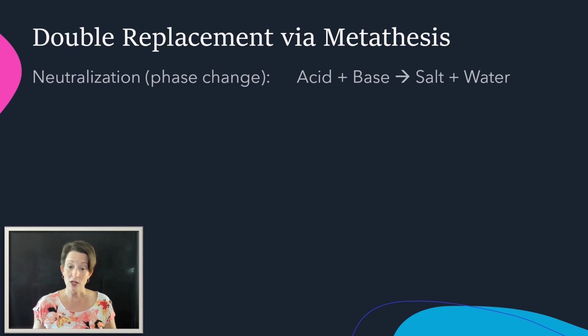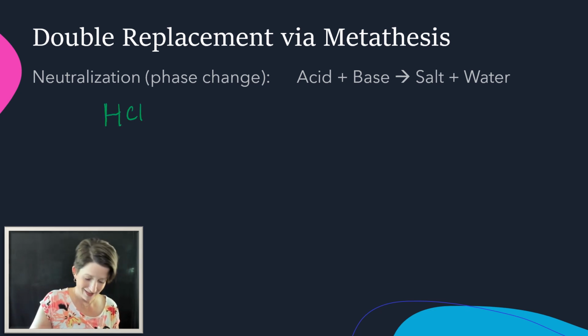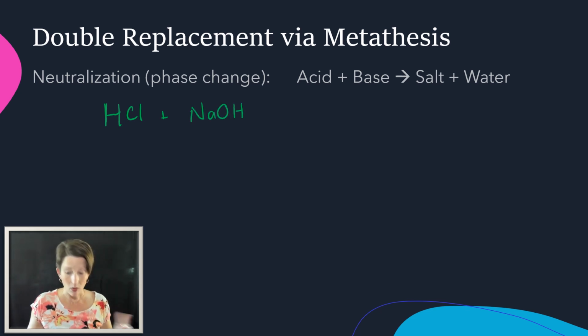With a neutralization reaction, we have an acid and a base. It's going to form salt and water. An example reaction is if we have hydrochloric acid reacts with sodium hydroxide. Acids, or compounds that have hydrogen, tend to take on their ionic properties as that cation.